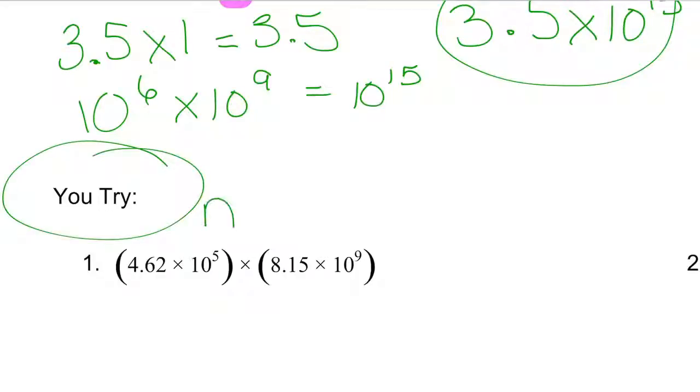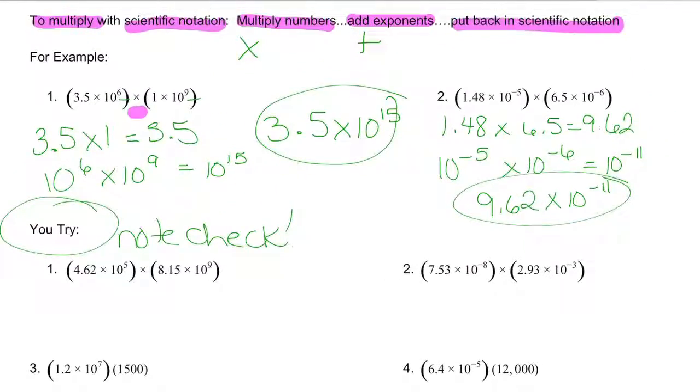Okay, you try. These will be your note check questions. Please do those on your own, remembering the simple rules from above. There are 4 of them, okay?